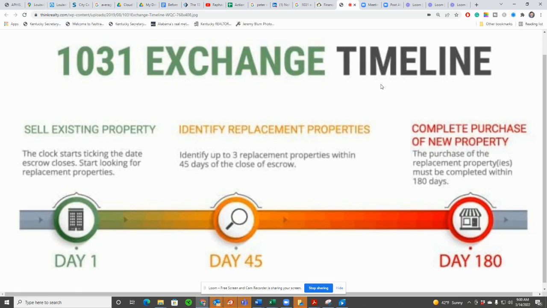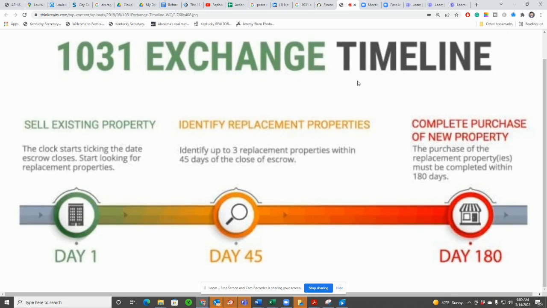So as far as the timeline is concerned of the 1031 exchange, I have this graphic right here that illustrates it. To start, you would sell your existing property, and that's when the clock starts on the timeline. The second part of the process is to identify a replacement property. Now, there are three paths you can take when it comes to the identification process. The first and probably the most common way of doing it is to identify 3 replacement properties with no upper limit on the value of those commercial properties.